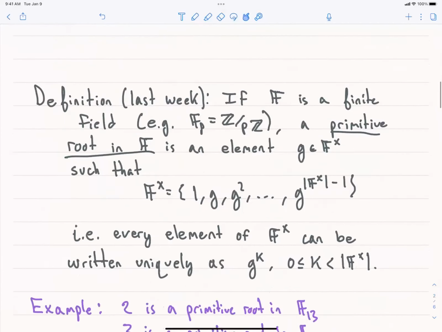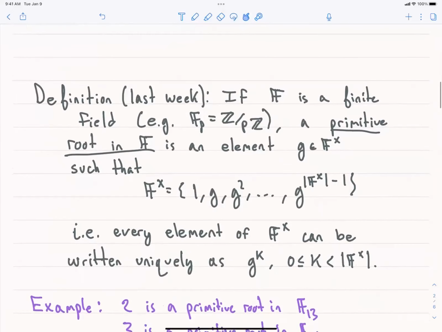Let me recall the definition we used last week of a primitive root. This applies for any finite field F. The thing to have in your head is, of course, Z mod PZ or F_p. A primitive root in F is an element g in F cross, a non-zero element, an element with multiplicative inverse, such that every other element of F cross can be written as a power of g.